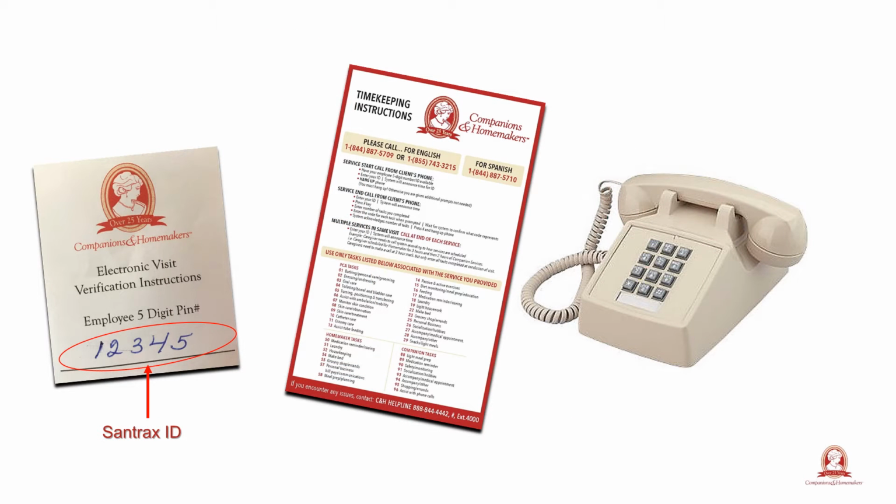Using phone verification to clock in and out and enter your tasks is really quite easy. All you'll need is your 5-digit Santrax ID number, the timekeeping instructions magnet from the client's refrigerator or your pocket information guide, and use of the client's home telephone.